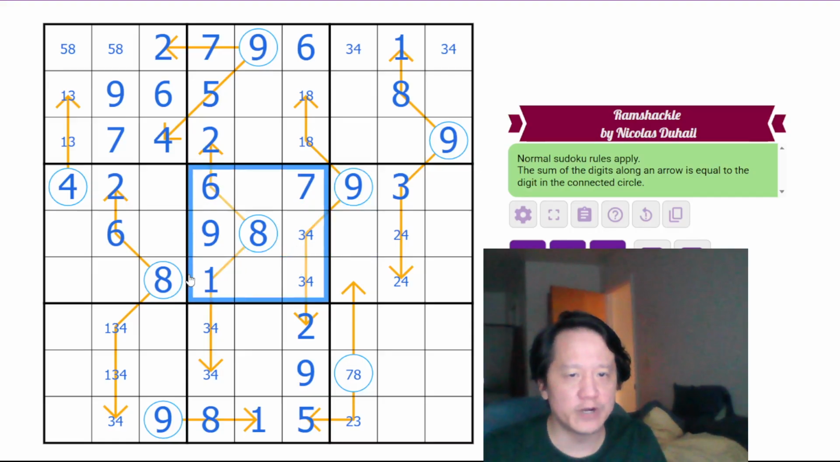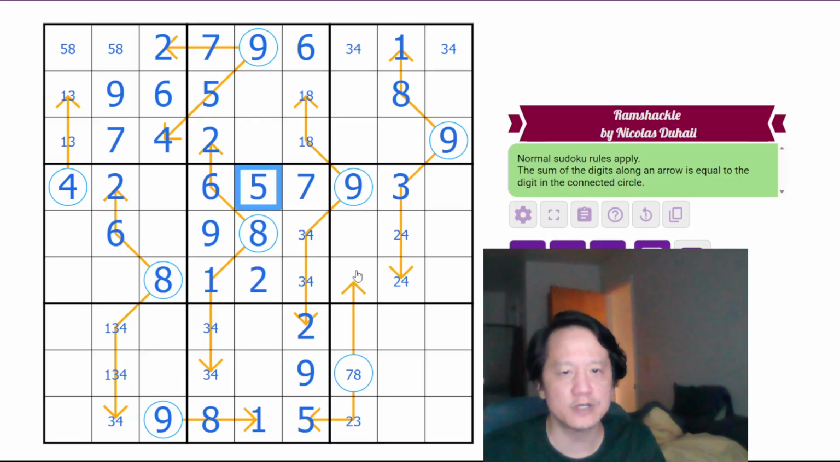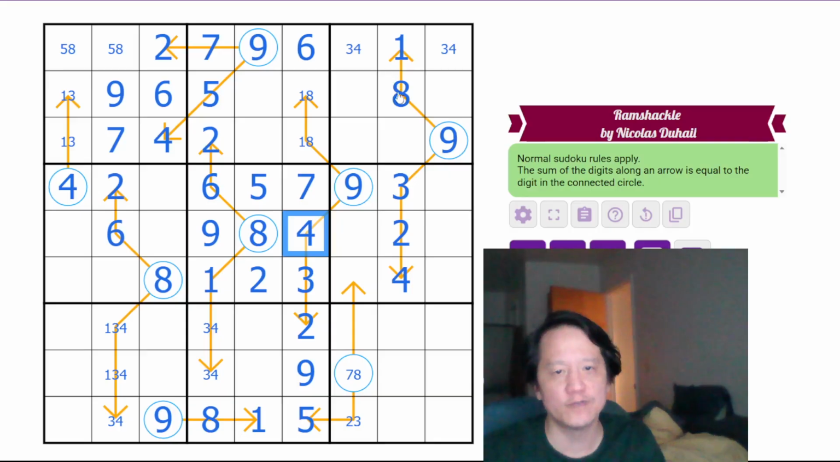In the central box, where's the 2? Cannot be here because of 2 in the row, so 2 is there. That's 5. 2 eliminates 2 here, so it's 4 and 2. 4 eliminates 4 here, so it's 3 and 4. 8 eliminates 8 here, so it's 1 and 8. 1 eliminates 1 here, so it's 3 and 1.